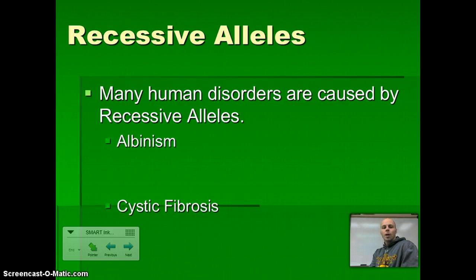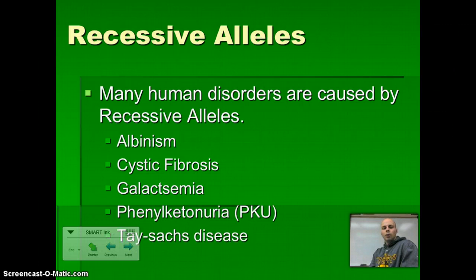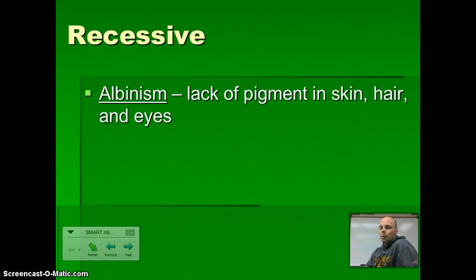A few examples: albinism, cystic fibrosis, galactosemia, phenylketonuria, or normally just called PKU, and the last of which is Tay-Sachs disease. These 5 disorders can be found on page 345 in your book. In the future, we will be testing on each of these specifically, or you'll possibly be seeing questions on each of these individual disorders. So it is a good idea to do a little bit of research on these, and we are going to cover them a little bit in the notes, but you need to know that these are for sure the recessive disorders.